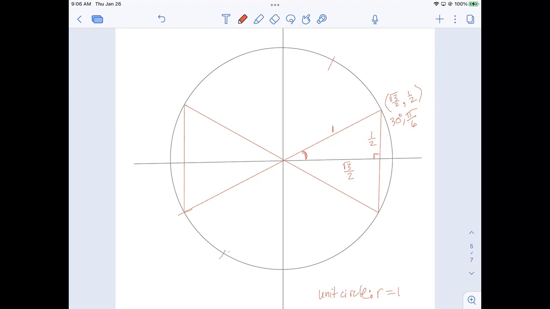All right, let's rotate all the way around to here. This ordered pair, it's the same triangle. Do you notice that all these triangles are congruent to each other? They're all congruent, so they have the same magnitude on their length. The only difference is, how do I get to the ordered pair? In this case, I go left and up. So this ordered pair is negative square root of 3 over 2, comma, 1 over 2.